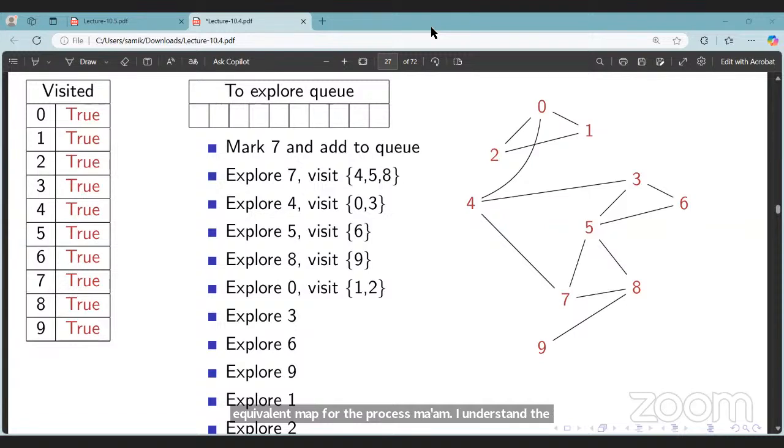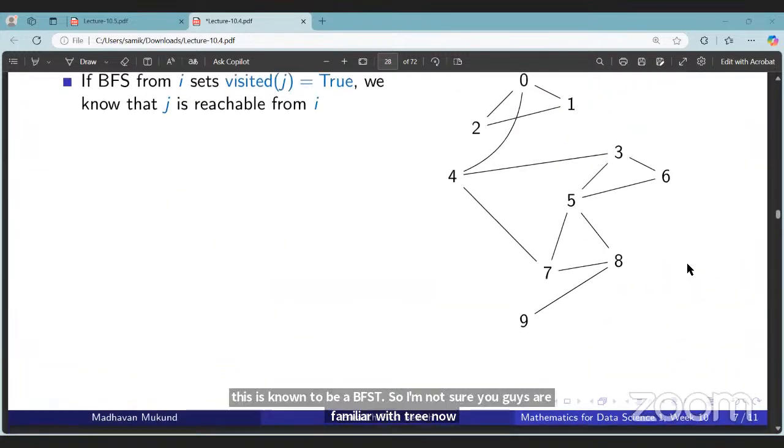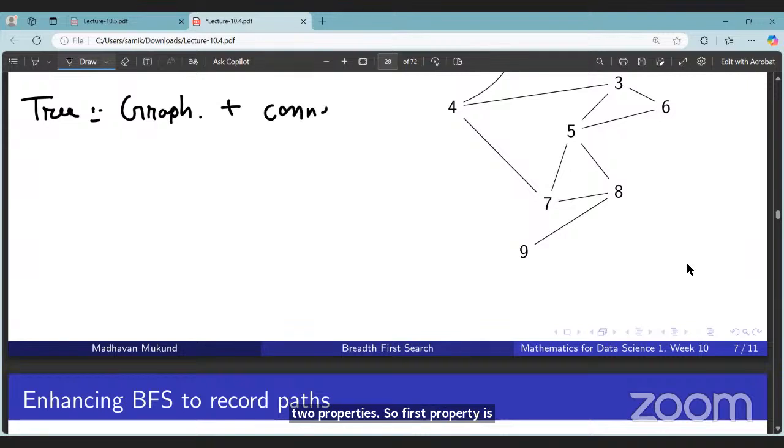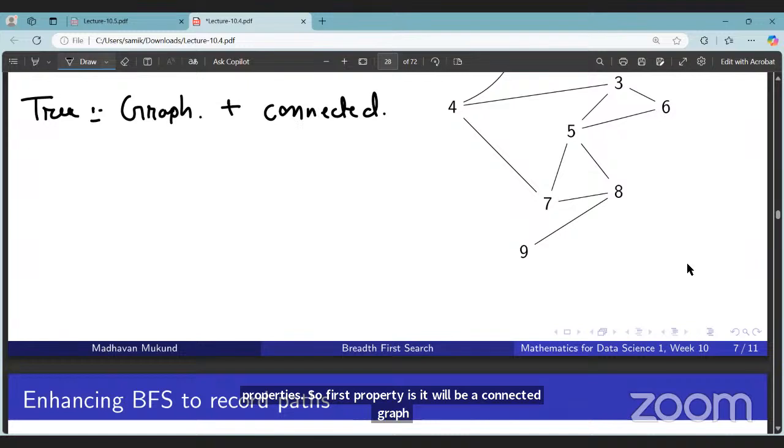For every BFS process, there is one tree attached to it, known as a BFS tree. I am not sure you are familiar with trees yet, so what is a tree? A tree is just a special type of graph. It has two properties. The first property is that it is a connected graph, but a minimally connected graph, not only connected but minimally connected.